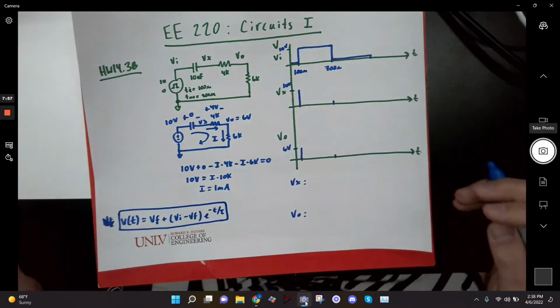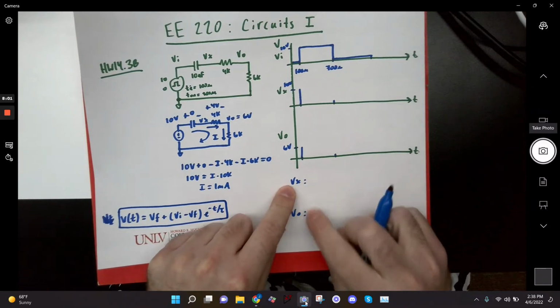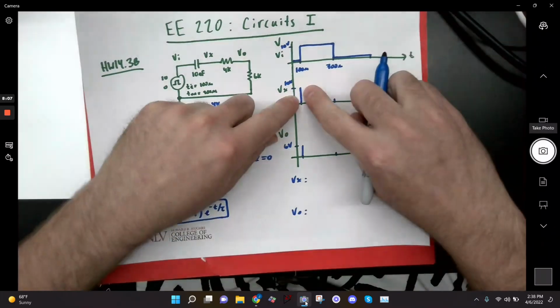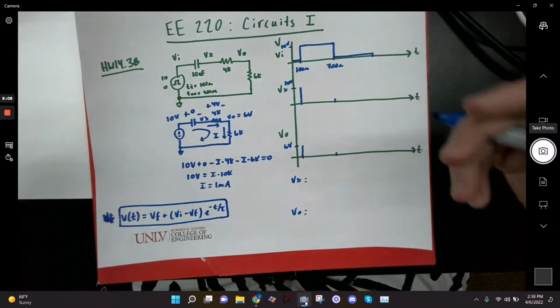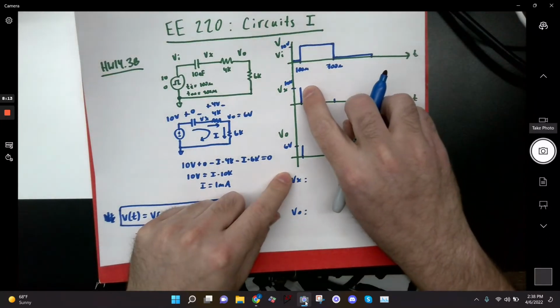And so basically, I need to determine what's going to be my initial and what's going to be my final for Vx, and what's going to be my initial and final for Vo, so that I can determine the equation that governs the behavior of that particular node. All right? So Vx initially is 10 volts, right? You agree with that?